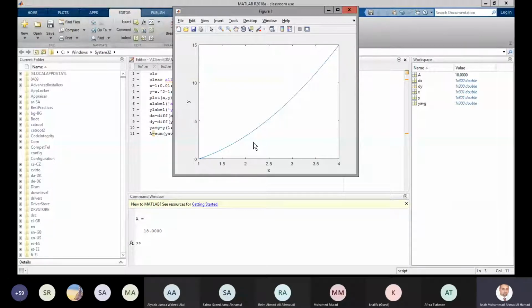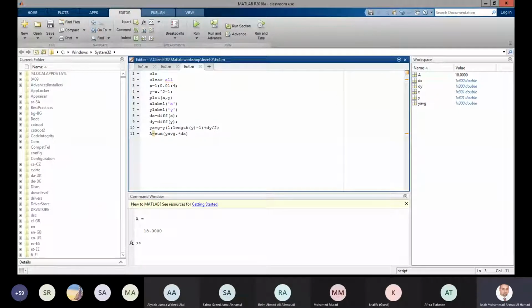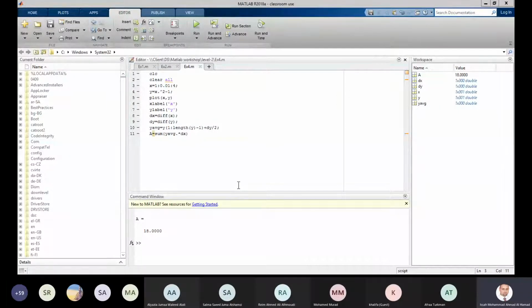Right. Now, integration is not only done numerically using the trapezoidal rule. There are built-in functions in Matlab for numerical integration. I will talk about two. The first one is the Simpson quadrature rule.